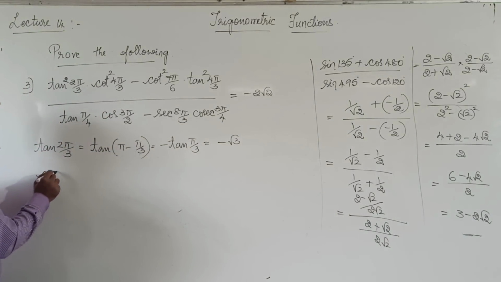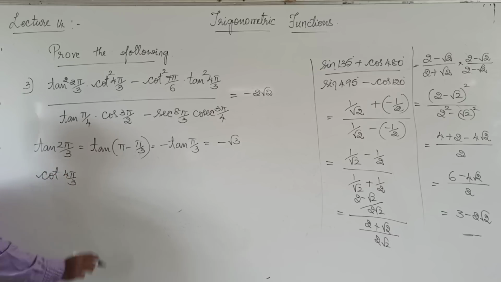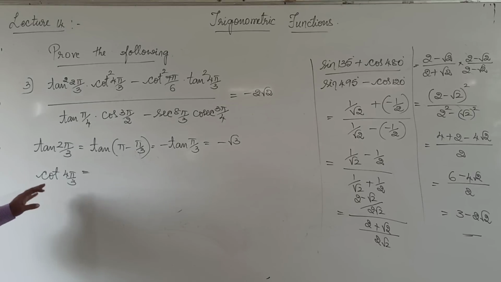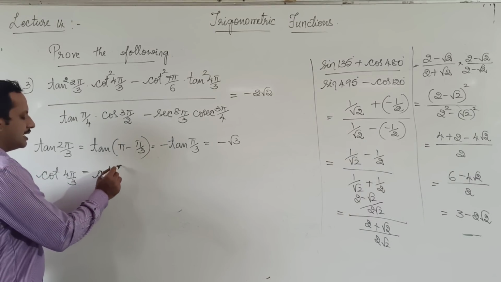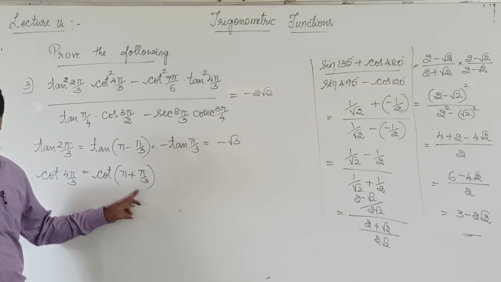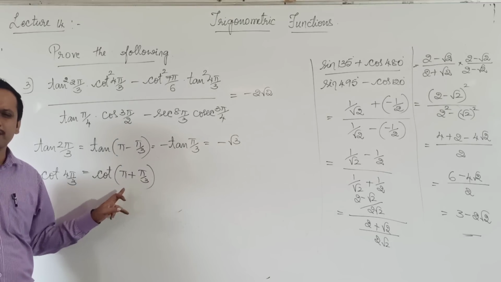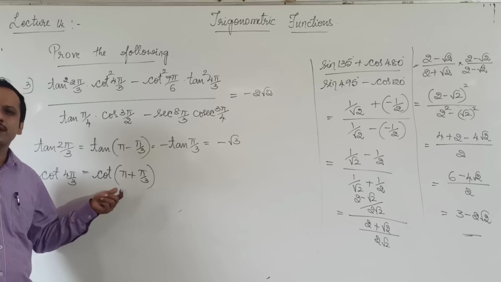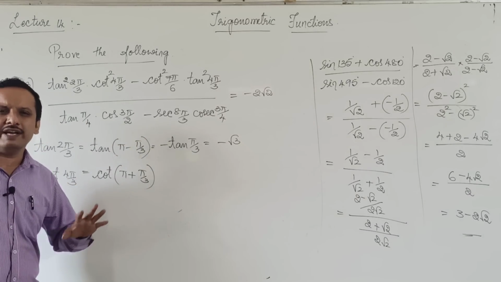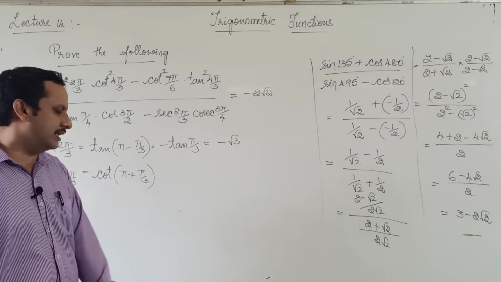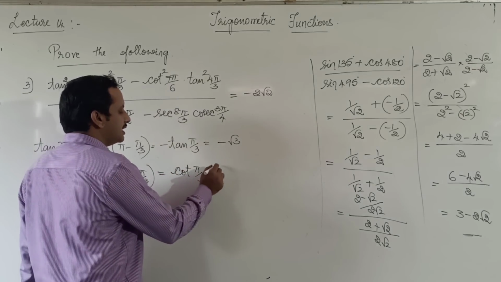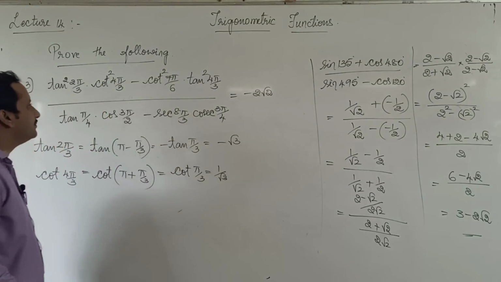Okay. After that, I will find cot 4 pi by 3. We can write 4 pi by 3 as pi plus pi by 3, since 3 pi plus pi gives 4 pi by 3. This is of the form cot of 180 plus theta. Cot 180 plus theta is equal to cot theta. So this is equal to cot pi by 3, which is equal to 1 by root 3.